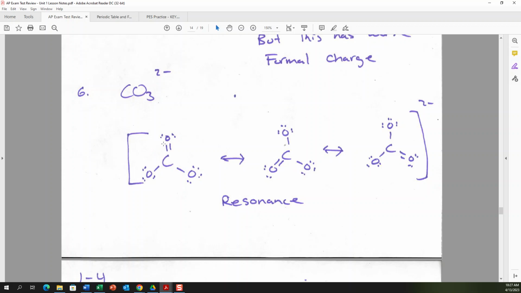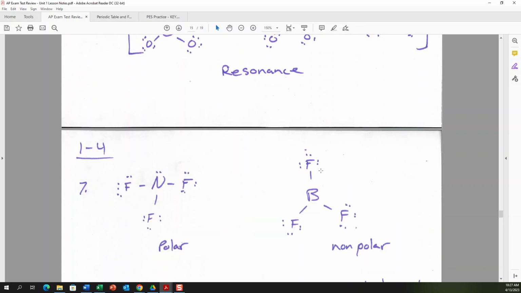So the carbon-oxygen bond in this compound has 2/3 the characteristics of a regular carbon-oxygen single bond, and 1/3 the characteristic of a carbon-oxygen double bond. So characteristic in terms of length. So the length of these carbon-oxygen bonds are not as long as a normal carbon-oxygen single bond, but not as short as a normal carbon-oxygen double bond. It's a weighted average of all the bonding in the structure. Okay? All right.